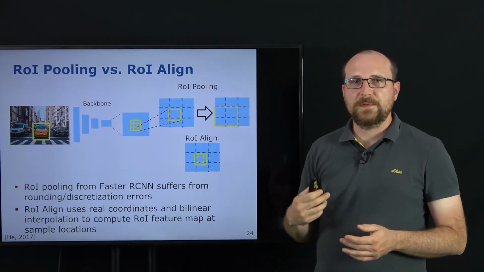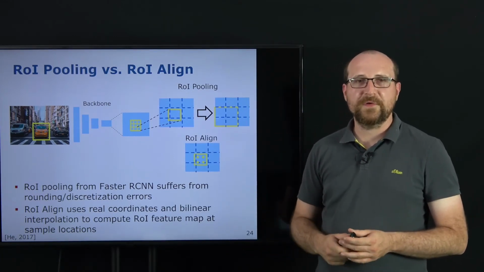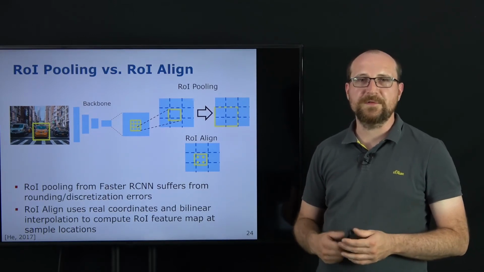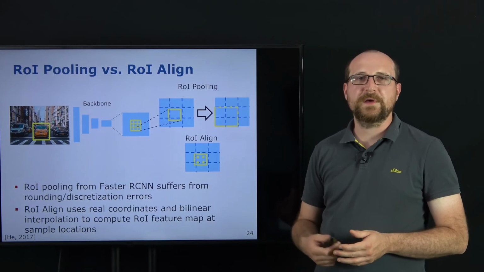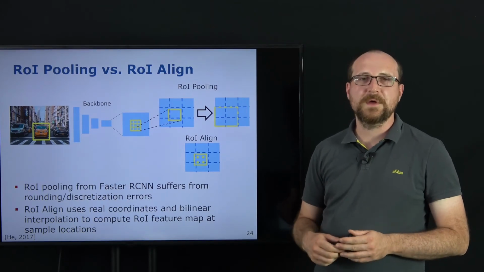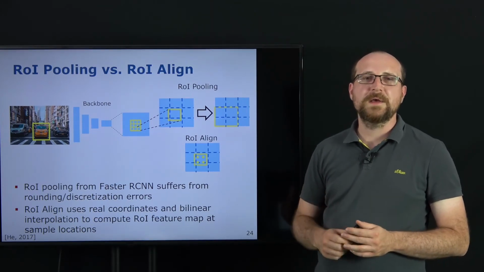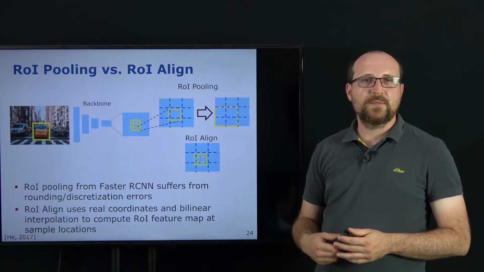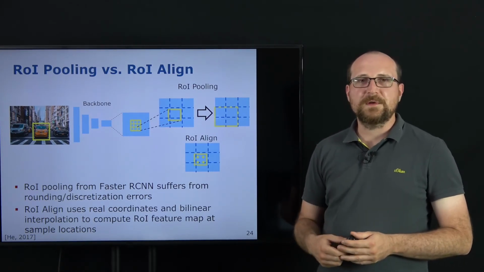And this is not so bad for the classification or for the regression, but the authors of the Mask R-CNN paper found that this is not a desired property when we want to have really fine-grained instance segmentation masks. So the region of interest pooling had to be adapted in this way.